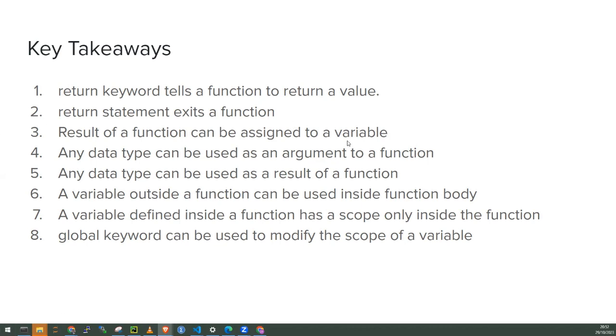The result of a function can be assigned to a variable. Any data type can be used as an argument to a function. Any data type can be used as a result of a function, right? Remember that. A variable outside of a function can be used inside a function's body. I showed you that in this video. A variable defined inside a function only has a scope inside the function. The global keyword can be used to modify the scope of a variable.